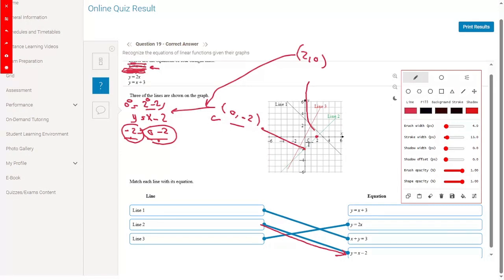Now let's take line 3. Line 3 has a point 0 and 0. So let's substitute into the equation y equals x plus 3. With x equal to 0, y will be 3, but here y is 0. So this will not be the right answer. So the equation will be y equals 2x. So line 3 will be y equals 2x. Okay.